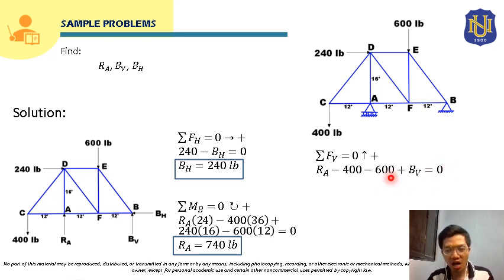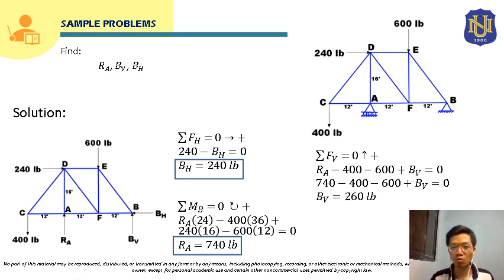So we already solved for the value of RA, so we will just substitute RA here. So this will become 740 minus 400 minus 600 plus BV is equal to 0. Solving for BV, we will just transpose all these values. So this will become negative 740 plus 400 plus 600. So that will be 260 pounds. So this will now be the answer for BV.